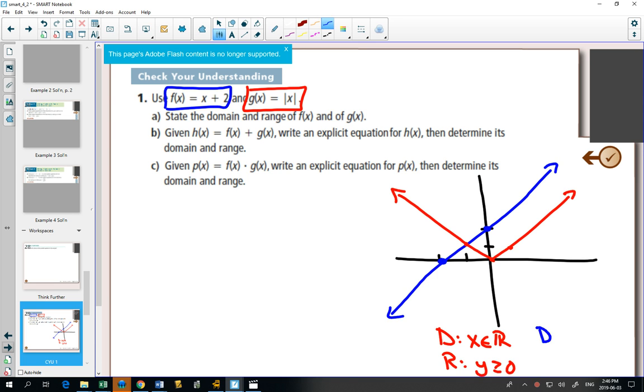For my blue graph, the domain is everything. The range is everything. Given h of x, which we will do in green, is f of x plus g of x. Write an explicit equation for h of x.